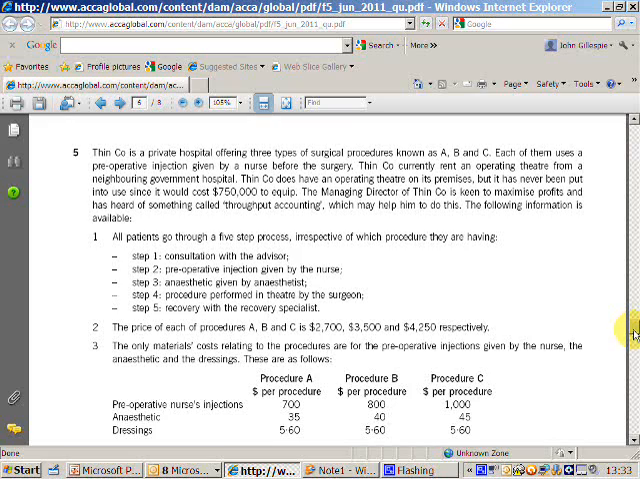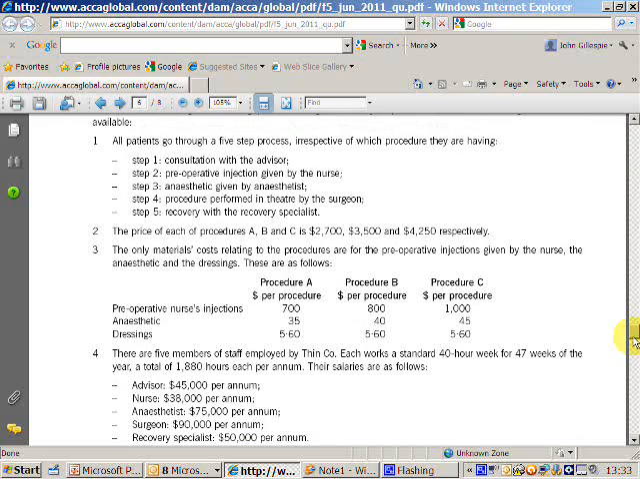The only materials relating to each material in the procedure are preoperative injections given by the nurse, the anaesthetic and the dressings, and these are as follows. So that's the material costs for each, and so based on the selling price and the material costs, based on those two, we can calculate the throughput per procedure, or throughput contribution.